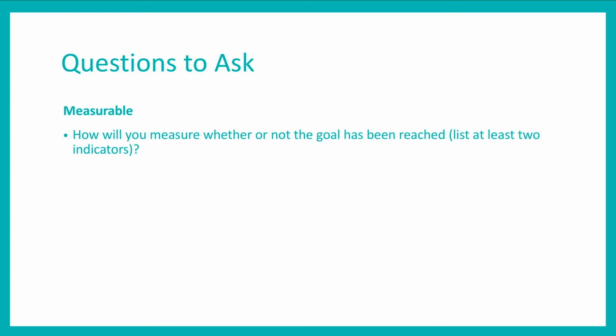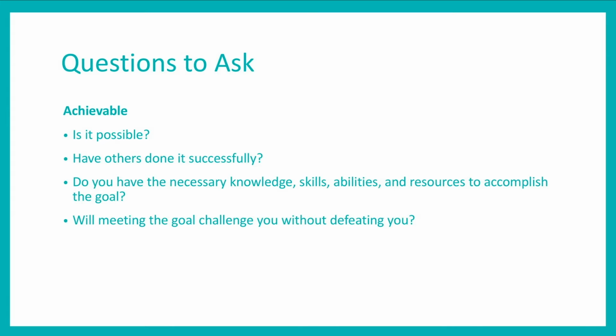For measurable, how are we going to measure this goal as we've hit it? We need at least two measures. Is it going to be a time frame? Well, you should have that, right? Because that's important. We need to measure that. But then what's the outcome that we're looking to get as a result of this? How are we going to measure the outcome of what we're looking for?